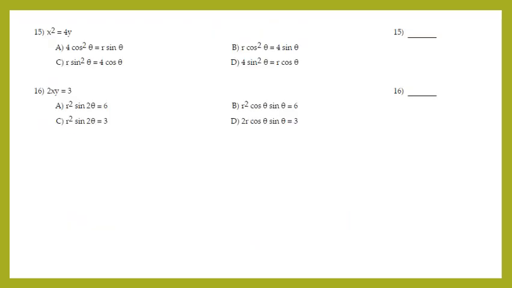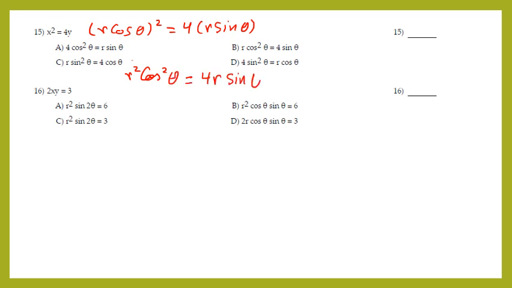Regarding question number 15, I think it's a very easy question. I wanted to change it from a rectangular to a polar equation. X squared, which is r cosine theta all squared, is equal to 4y, and y is equal to r sine theta. So this one is r squared cosine squared theta is equal to 4r sine theta. And as we can see, this matches the answer of B.